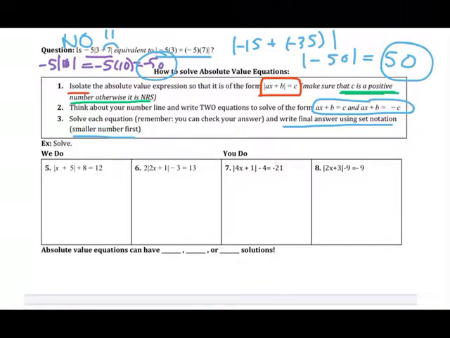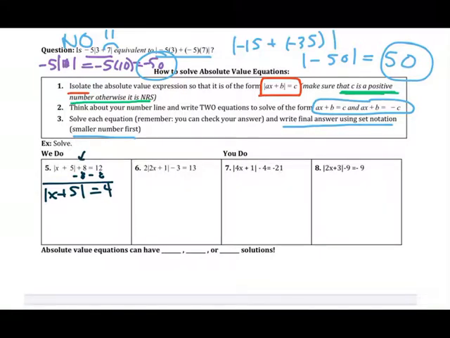So for number 5, absolute value is not isolated. What is the thing that's preventing the absolute value from being by itself? It's this positive 8. So let's go ahead and subtract 8 on both sides. That's going to leave us with the absolute value of x plus 5 equals 4. Now we have a problem like we had on 1 through 4. Absolute value on the left equals everything else on the right.